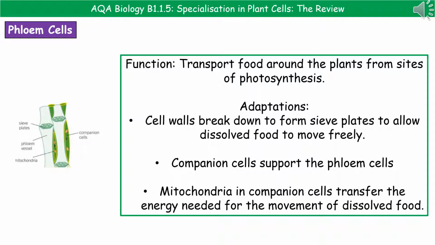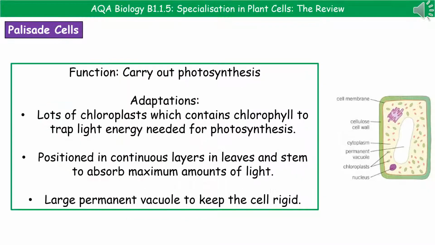Now the sieve plates are there to allow the dissolved food to move freely rather than having an end wall that it has to pass through. Second one is the companion cells, which you can see in the diagram, and they're there to support the phloem cells. The third adaptation is that we've got lots of mitochondria present within those companion cells in order to transfer the energy needed for the movement of our dissolved food.